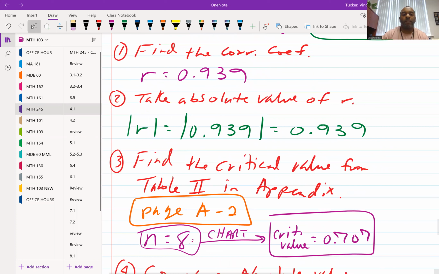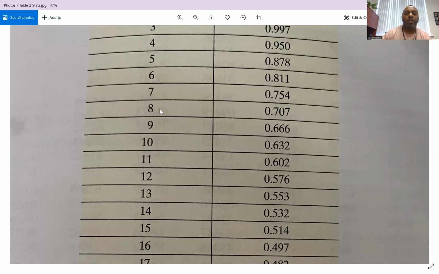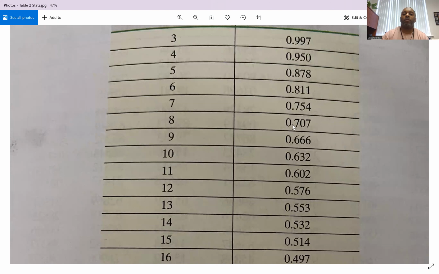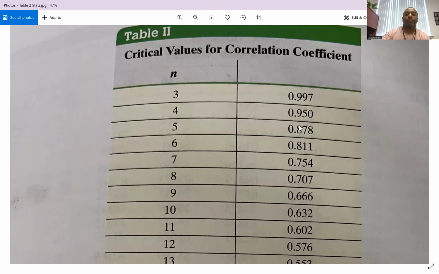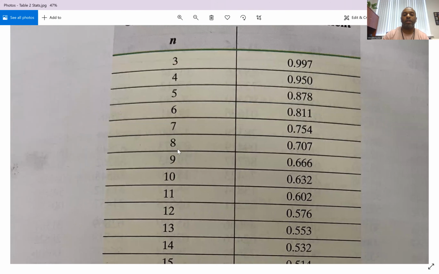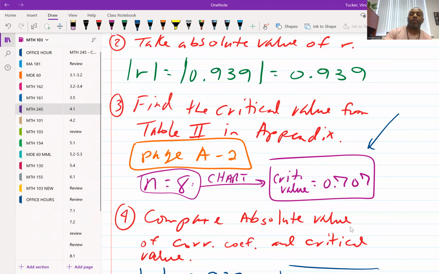Okay. So n is equal to 8. We have the critical value is 0.707. All right, any questions on getting the critical value? Whatever the number of your observations is, you look over here for it, and then you go to the value right here. Any problems with 0.707? All right, so we got 0.707 right here, the critical value.